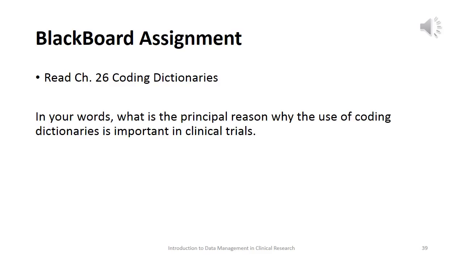So for your assignment for this week, I want you to read chapter 26 in your textbook, which discusses coding dictionaries. And then your Blackboard assignment will be, in your words, what's the principal reason why the use of coding dictionaries is important in clinical trials. So go ahead and get that out there by the end of the week, and we'll take a look at it.